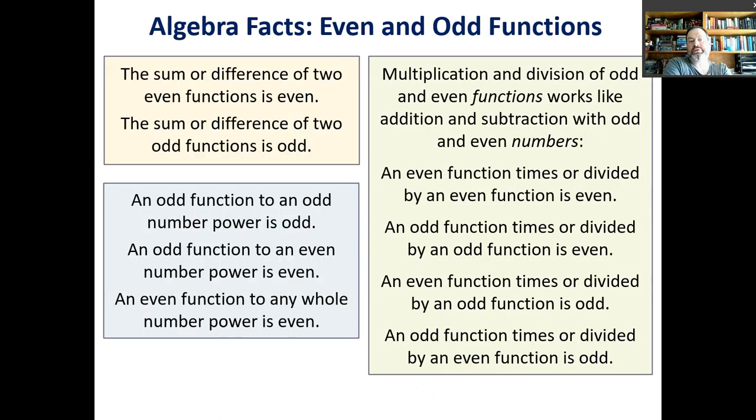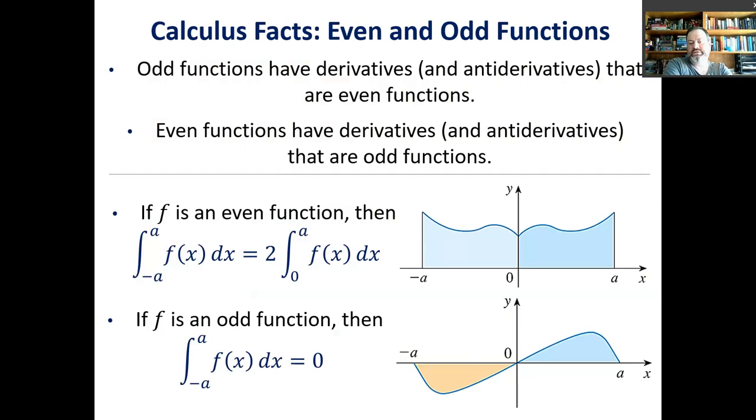So there's a lot of algebra facts here for even and odd functions. You can do what you will with that. For those of you moving on to more math, you're going to want to probably memorize that list. But for now, let's talk about what happens with even and odd functions in calculus. So odd functions have derivatives and antiderivatives that are even functions. Even functions have derivatives and antiderivatives that are odd functions.